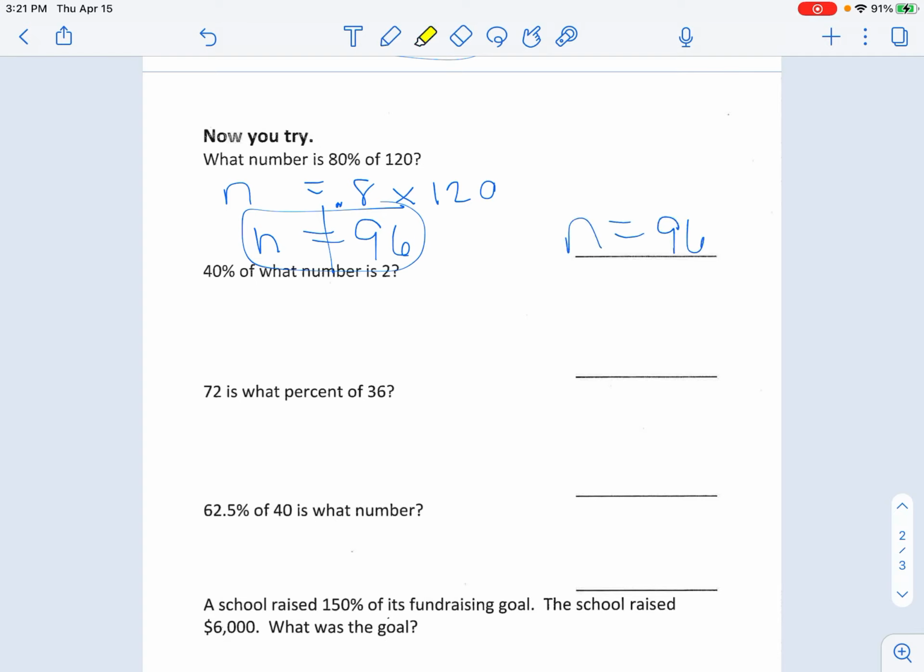Now this was what number? So this is just 96, not 96%.